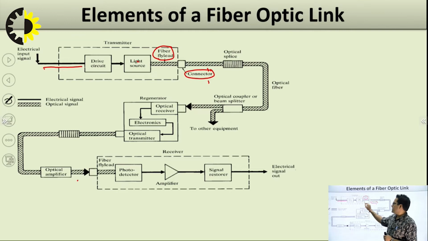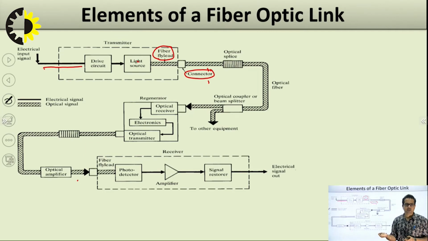So as we have already discussed, in the case of a light source, a fiber is attached internally with the light source, so that there is no problem of coupling light inside the fiber. Similarly, there is a fiber flyhead attached with the photodetector. Now, after converting to electrical signals with the help of this photodetector, you can use an amplifier to get the signal to its original level.